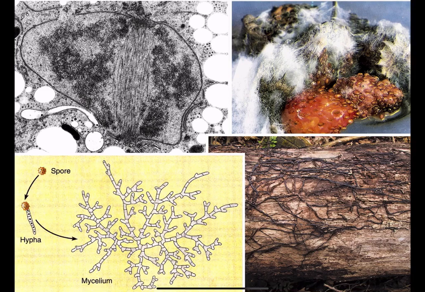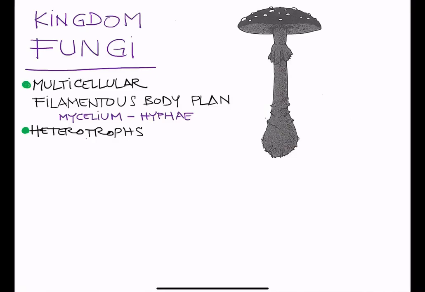And hyphae, remember a hypha is a singular filament. It emerges from a spore. So they do use spores, similar to other organisms we've talked about, to reproduce. And we'll talk about where those spores come from here in a little bit. So kingdom fungi. These are multicellular organisms. We don't have any unicellular organisms in this kingdom.